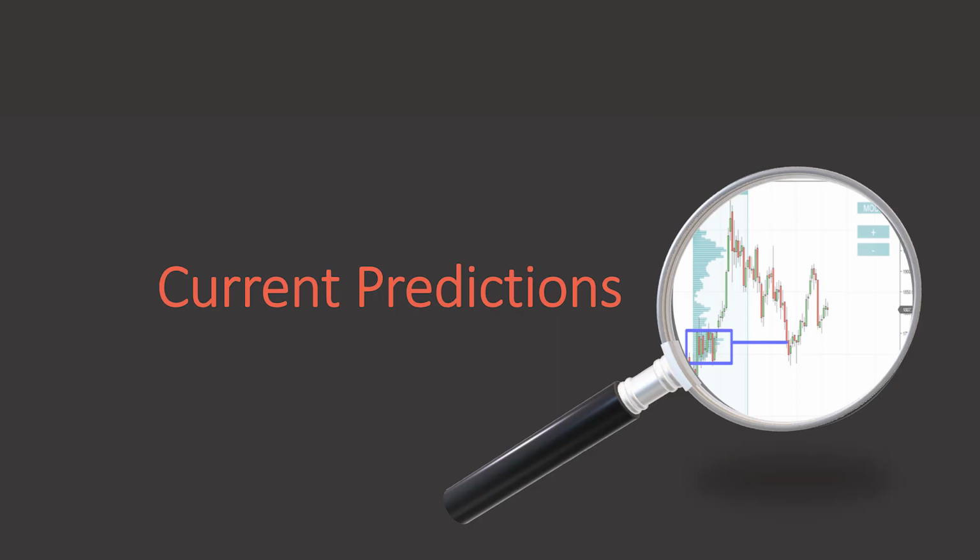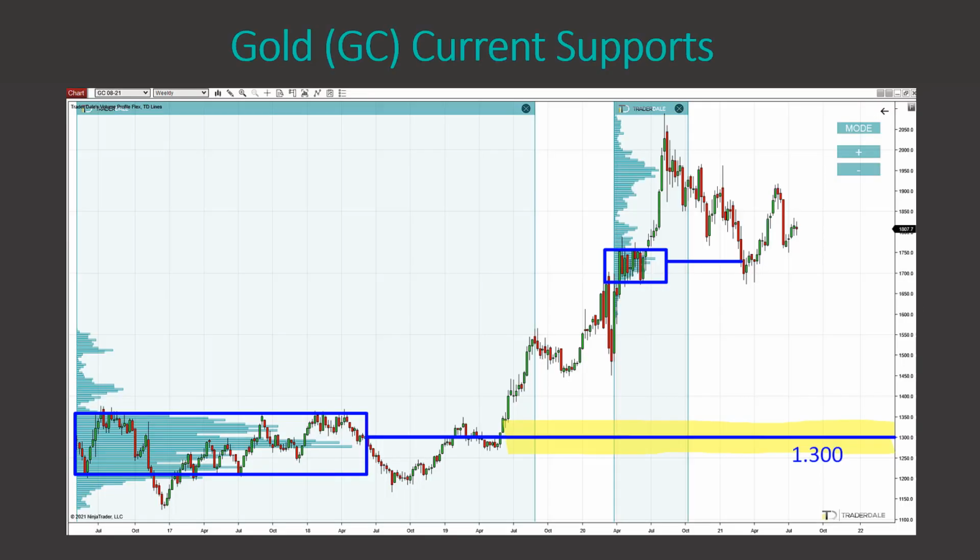Now, let's finally go into the current predictions. What I did was I sent my members list an email and I asked my guys to tell me which markets are most interesting for them. And today I'm going to cover those, the most favorite ones. So the first one was gold. Everybody was asking for gold. So what you have before you is gold.